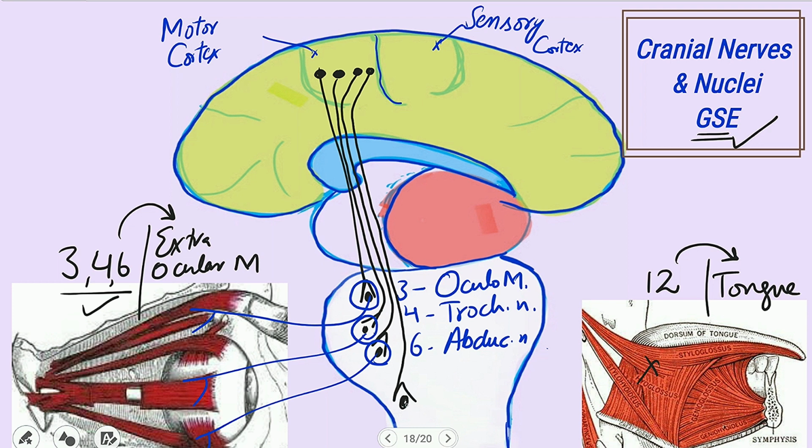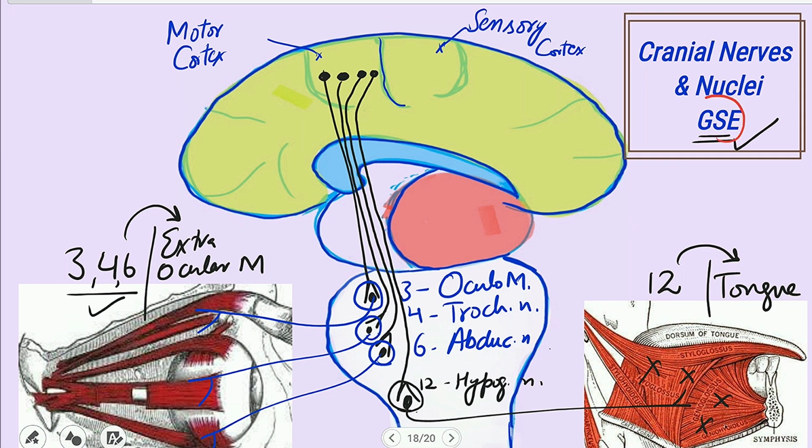This lower motor neuron is now the nucleus. This is the 12th cranial nerve nucleus and is known as the hypoglossal nucleus. And this lower motor neuron will reach the destination, that is the muscles of the tongue. So note down general somatic efferent component.